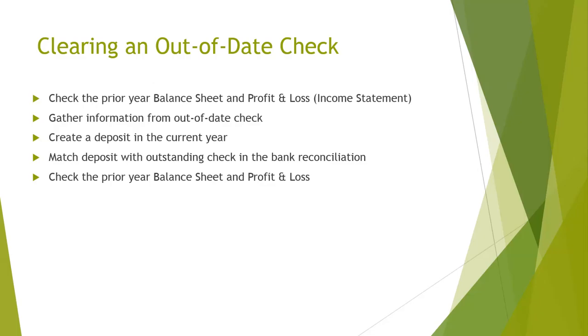So now we know how to clear out-of-date checks in QuickBooks Desktop. Check the previous year balance sheet and profit and loss, make note of the numbers by saving copies of the reports, gather information from the uncleared check, create a deposit using that information, match the deposit and outstanding check in the bank rec, and run the previous year balance sheet and profit and loss again to make sure nothing was affected in the previous year.